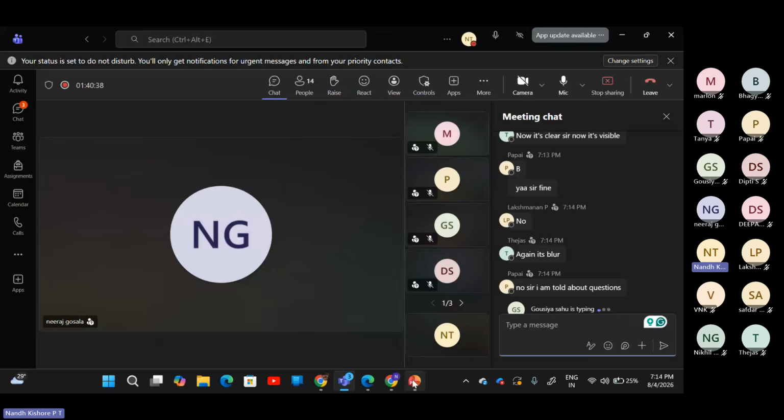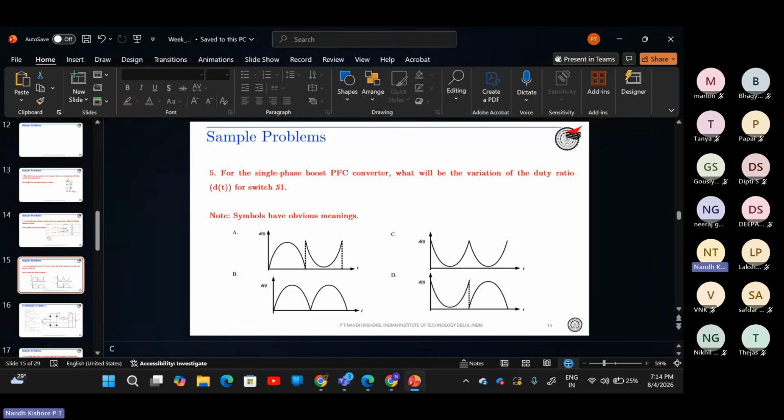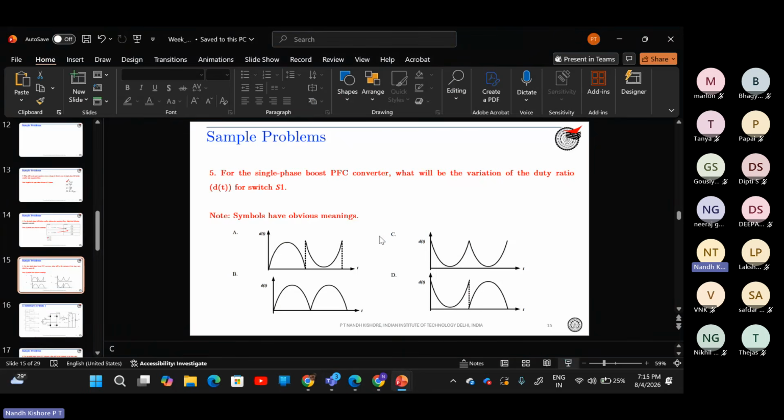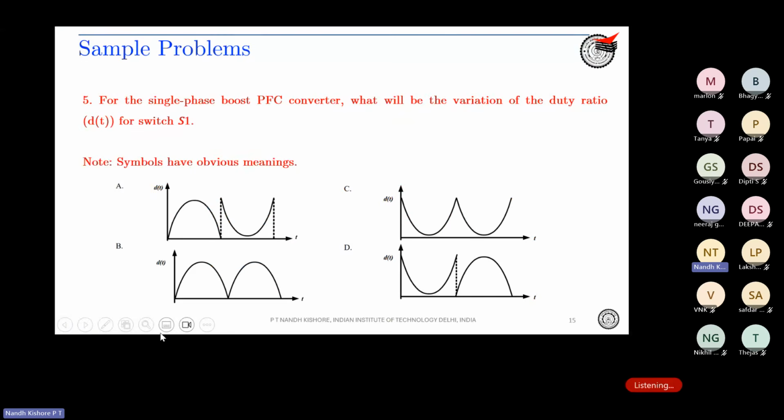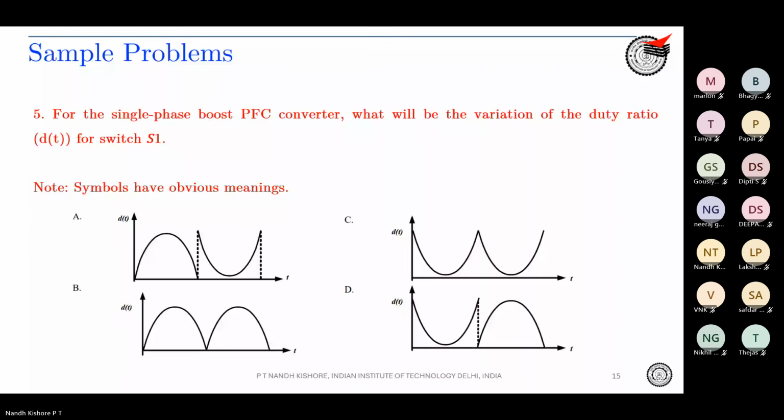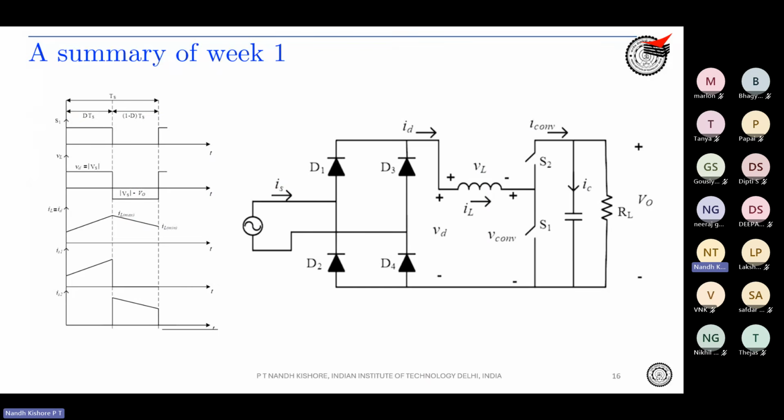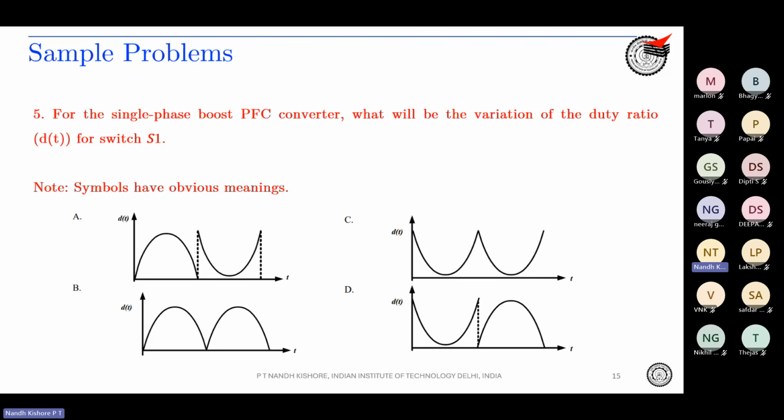Okay, so we will go to question number 5. That is for the single phase boost PFC converter. What will be the variation of the duty ratio for switch S1? Switch S1 is basically this, that is the lower device. So S1 is the active device or the lower device, whatever you want to call it. How would the duty vary?